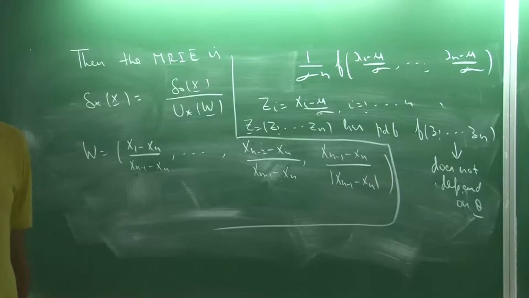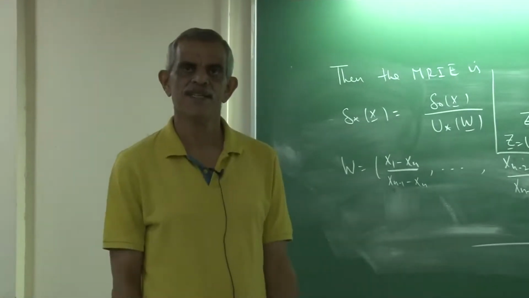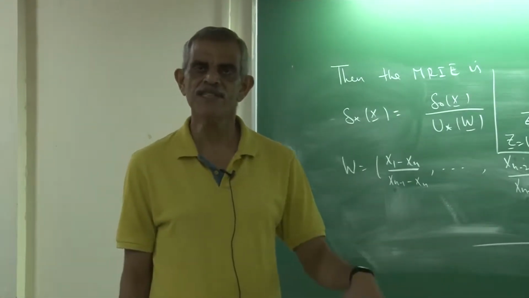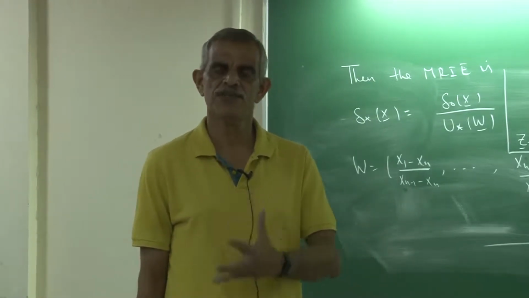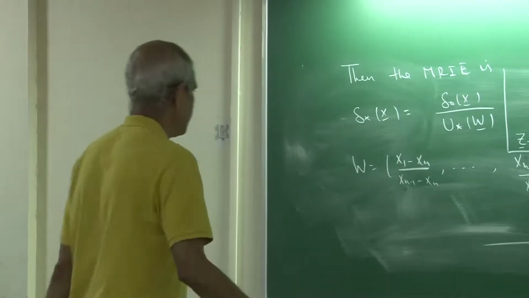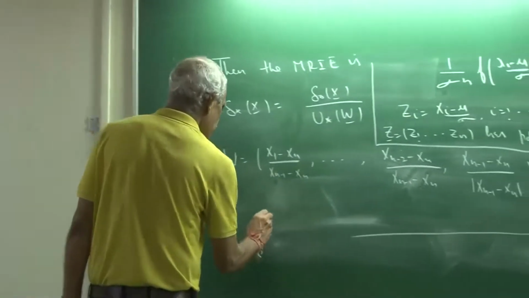And if I'm able to write this explicitly in terms of the zi's, then it is some function of z1, z2, ..., zn. And since the distribution of z1, z2, ..., zn does not depend on theta, the distribution of any function of z1, z2, ..., zn will not depend on theta. So that is very simple.